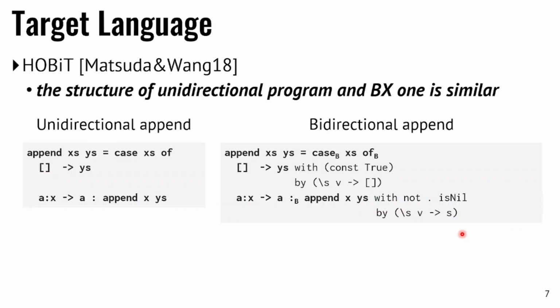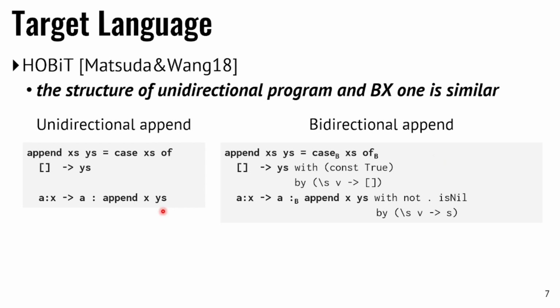So, the next step is what language is suited for the target. We decided to use a BX language HOBiT as a target language because the structure of a unidirectional program and its corresponding BX program is similar. Let's see an example. The left code is unidirectional append, and the right code is bidirectional append. First, look at the left one.